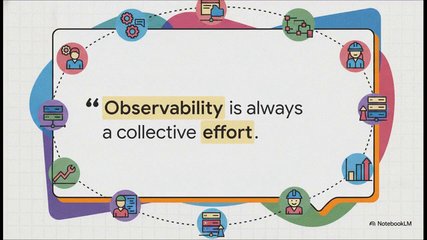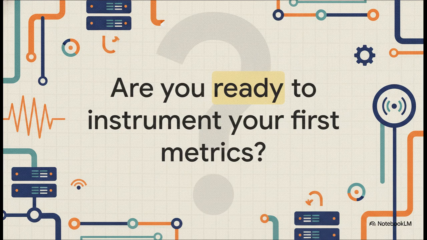To sum it up perfectly, observability is always a collective effort. Developers, operations, SREs, and management. Everybody has to work together seamlessly to build a true, functional, continuous feedback loop. And that brings us to the end of day 1. You know the what, the why, the how, and the high stakes involved. The foundations are totally set. The only question left is, is your team ready to instrument your very first metrics?